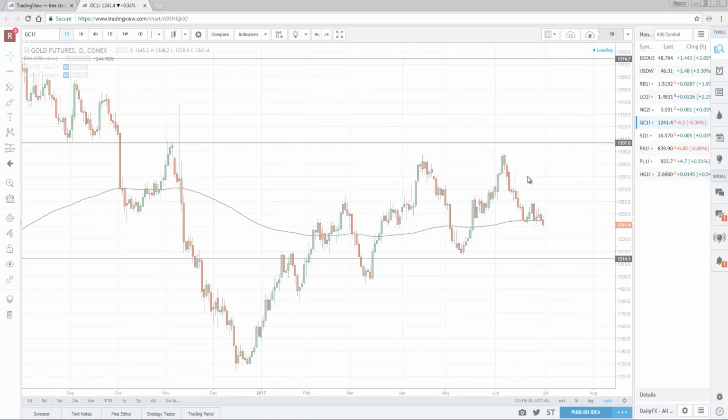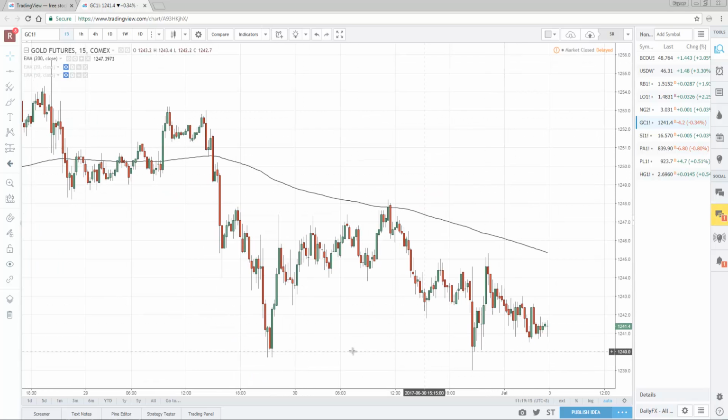So if you go down to the 15 minutes, okay, there you see, it's coming into this area of support, right? So there is a difference, right?